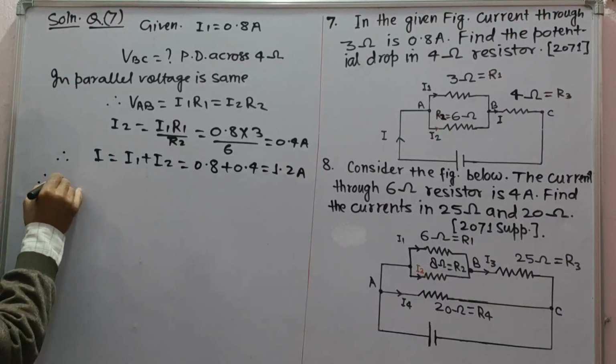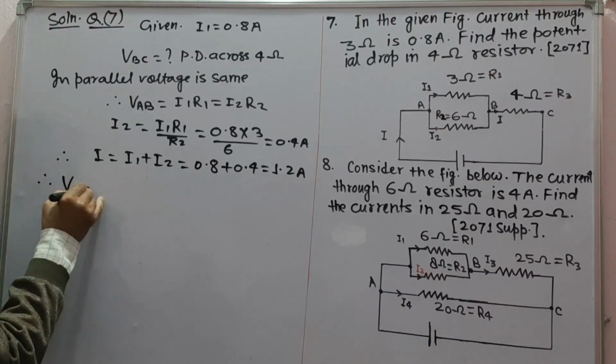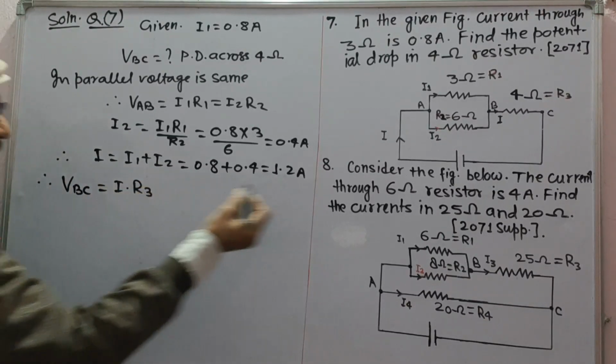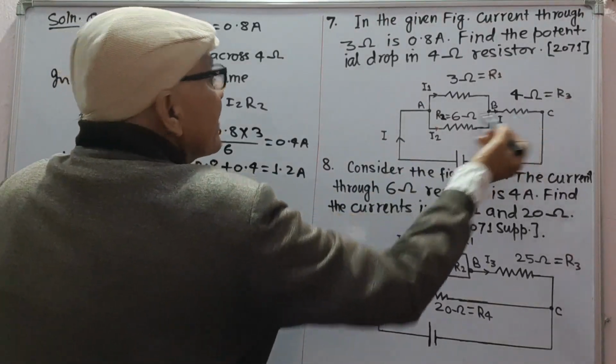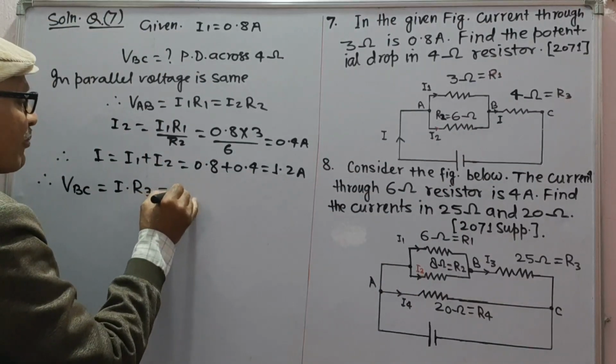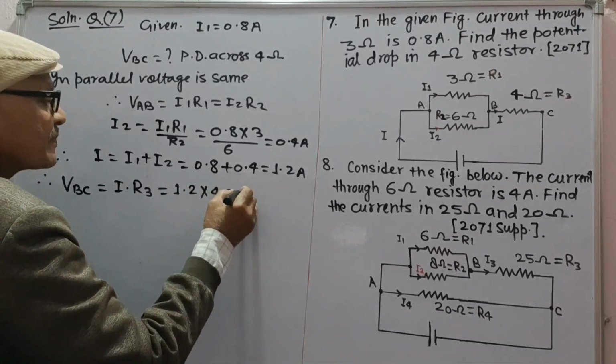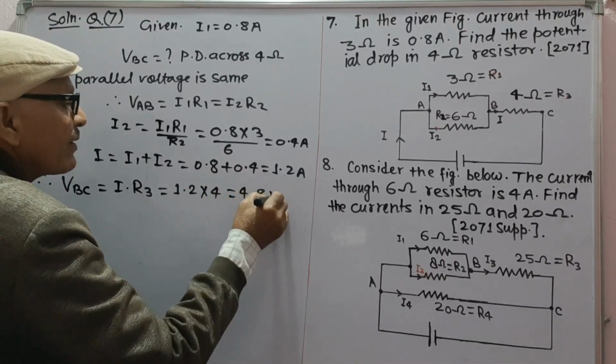Therefore, required potential difference between B and C will be equal to I into R3. This current into this resistance, 1.2 into 4, which is 4.8 volt.